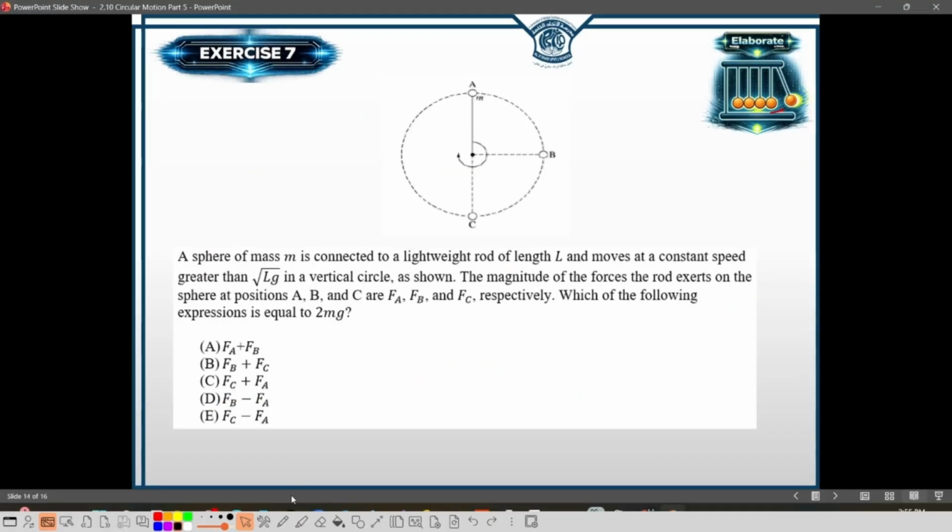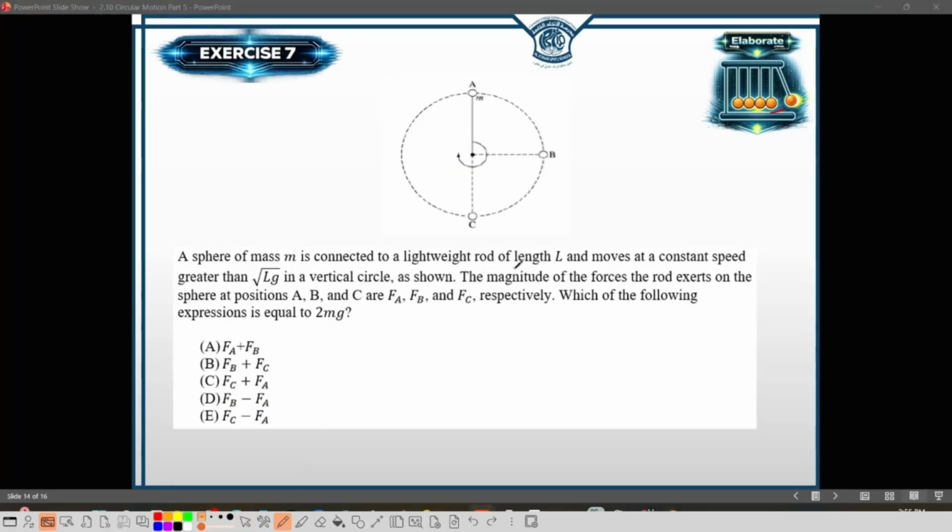A sphere of mass m is connected to a lightweight rod of length L and moves at a constant speed, which means there is no tangential acceleration. There will be only centripetal acceleration due to the change in the direction. And this speed is greater than the square root of Lg. And remember that the L represents the radius because the length of the rod represents the radius of the circle.